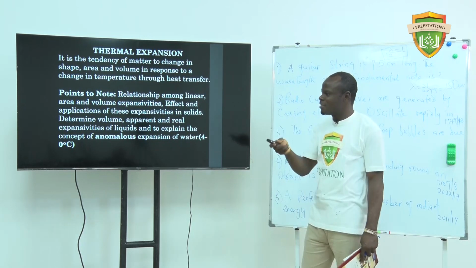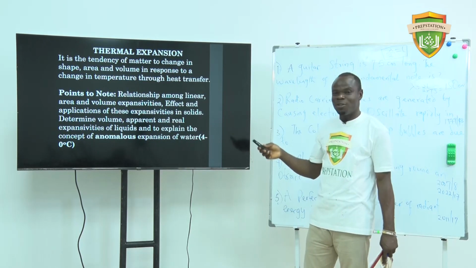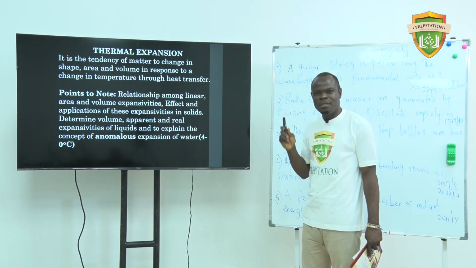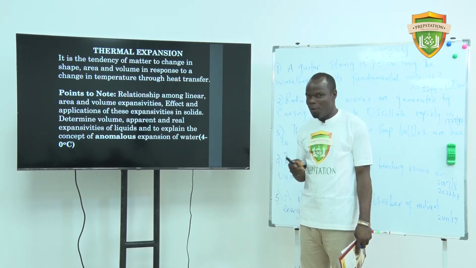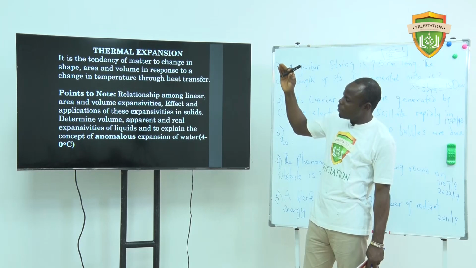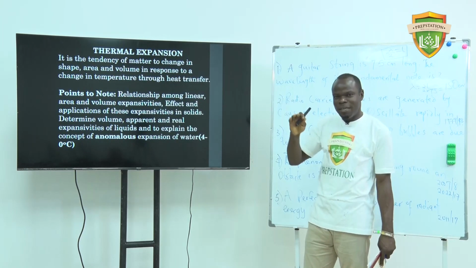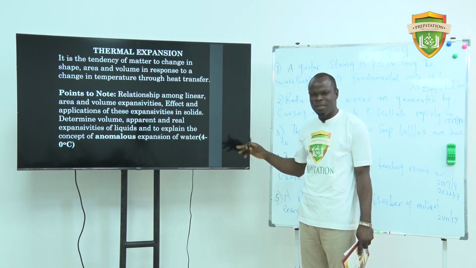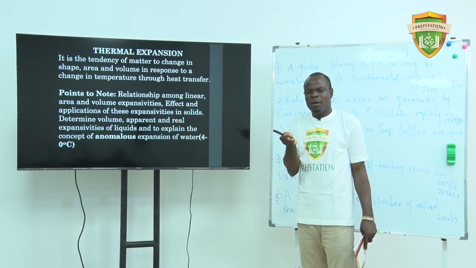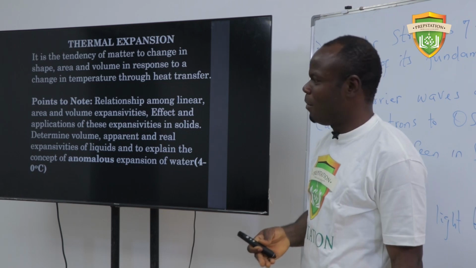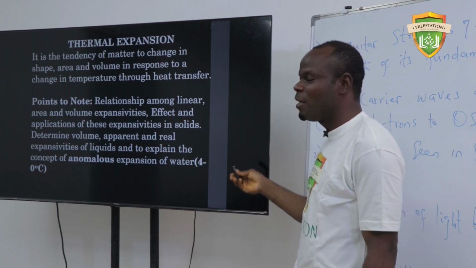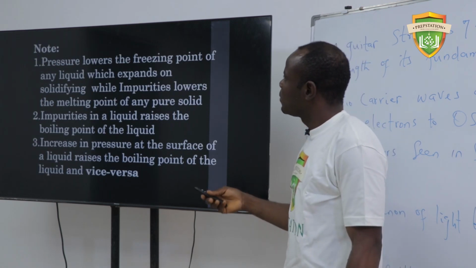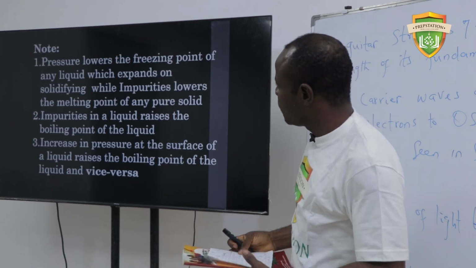Before we move into the next slide, anomalous expansion of water happens between 4 to 0 degrees Celsius. You know what happens there? When water drops down in temperature, something is expected to be happening to the water. But when it gets to 4 degrees Celsius, it changes the behavior. We'll talk about that when we are solving problems. But take note that it happens between 4 degrees Celsius to 0 degrees Celsius.